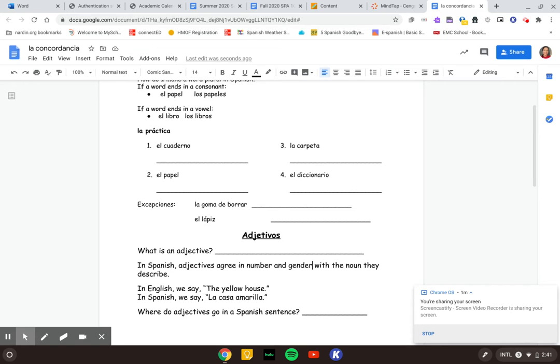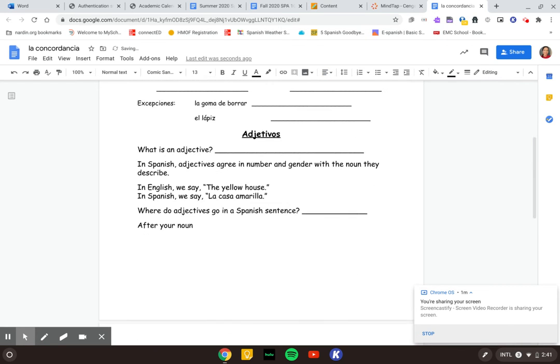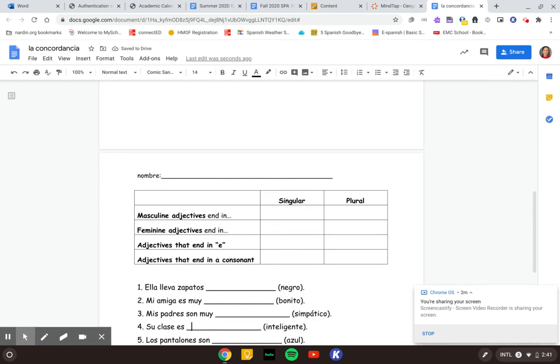We say, in English, something like the yellow house. Yellow would be your adjective, house is your noun. But in Spanish, the adjective comes after the noun, and it would be la casa amarilla. So in a Spanish sentence, your adjectives are going to go after your noun, and they have to agree in number and gender. So let's look at some examples.